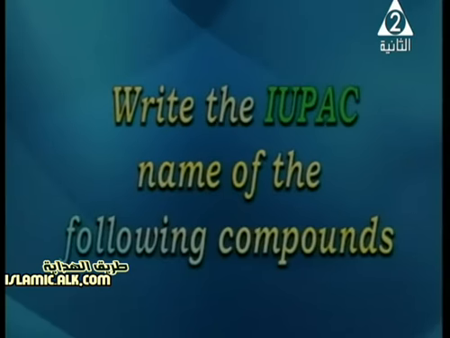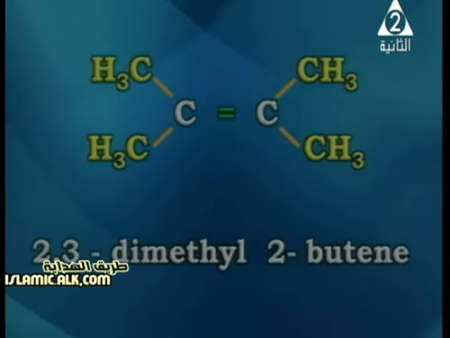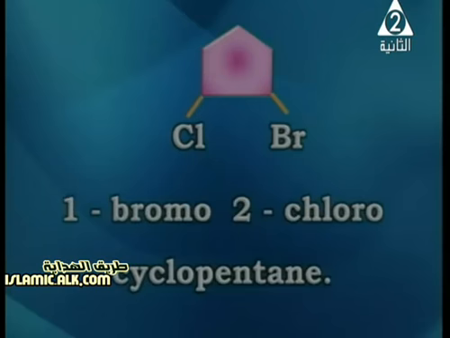Next type of questions. Write the IUPAC name for the following compound. Here, as shown in the screen, this compound has the longest chain of butane and a double bond between carbon 2 and 3, so it will be 2-butene. And here we have two branches, methyl radicals on carbon 2 and 3, so its name will be 2,3-dimethyl-2-butene.